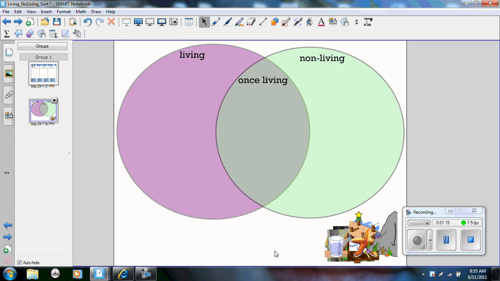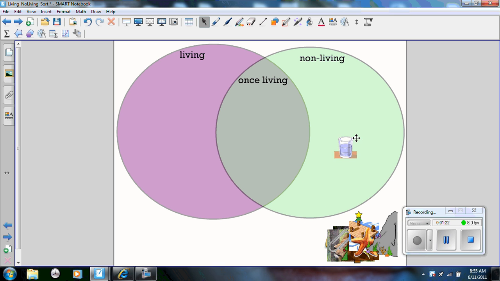The second page is a Venn diagram, and again you've got images down the bottom and students need to drag them as living or non-living or once living.